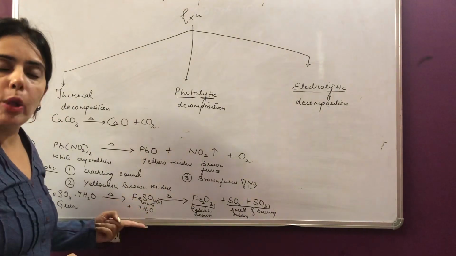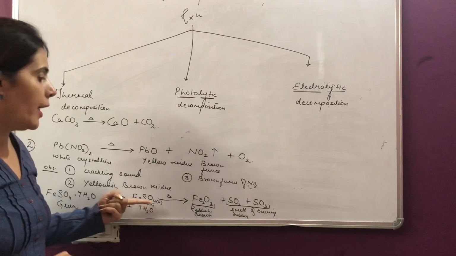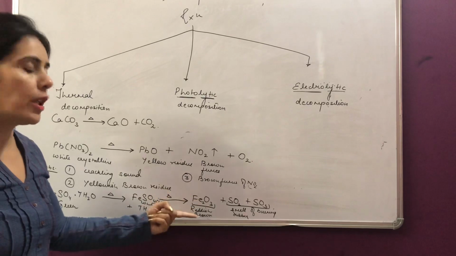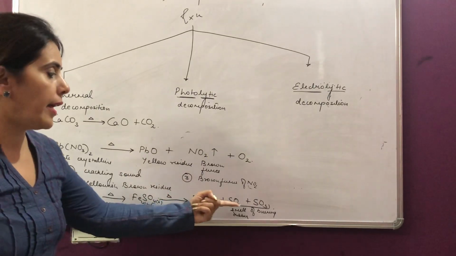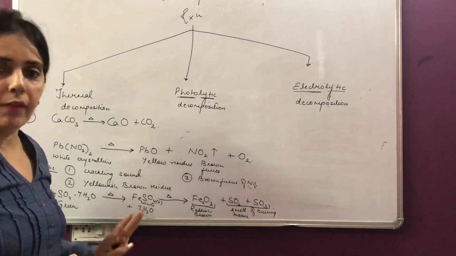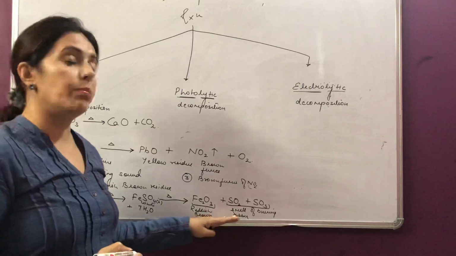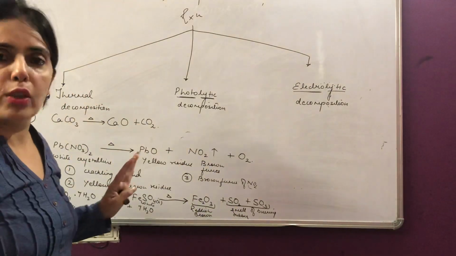As soon as the water of crystallization evaporates, the color becomes what? White. And on further heating, it turns out into what? Reddish brown, and SO2 and SO3 are released, which are colorless gases. They don't have any color, but they have the smell of burning rubber. So I hope it is clear. Thermal decomposition is clear to all of you.